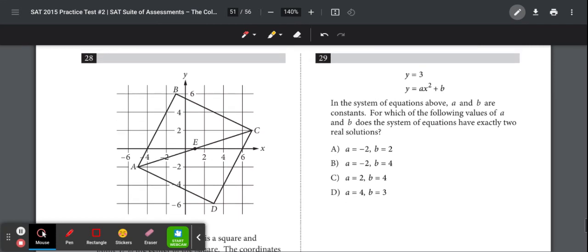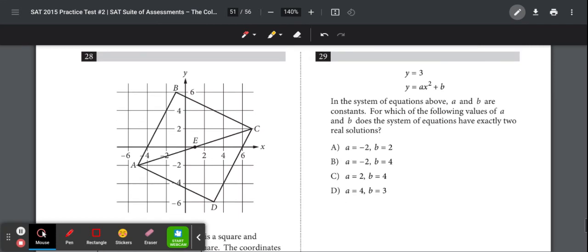Question number 29, SAT test number 2. That's the calculator section. You have a system of equations y equals 3 and y equals ax squared plus b. And the question is, for which of the following values of a and b does the system of equations have exactly two real solutions? So this is what you're being asked here.